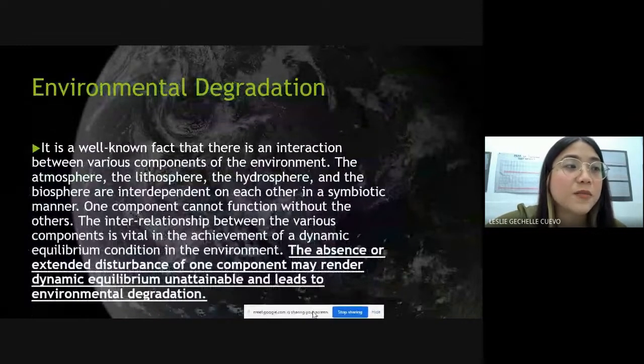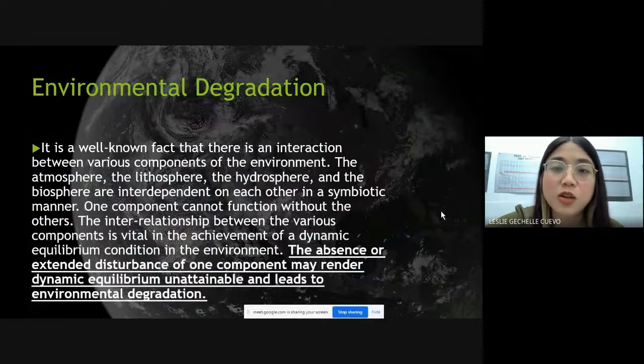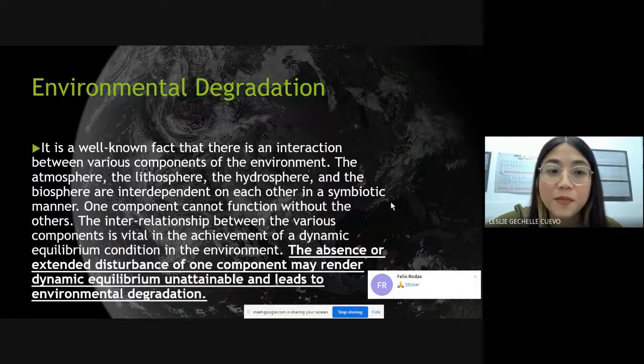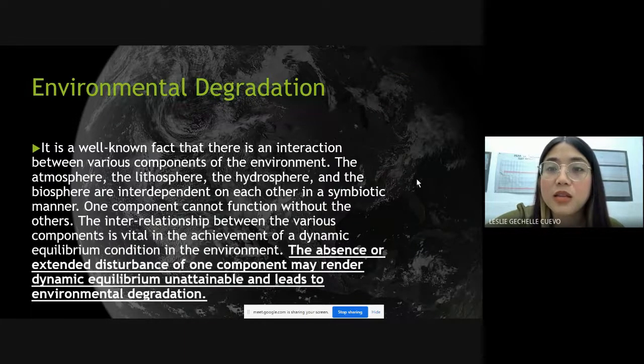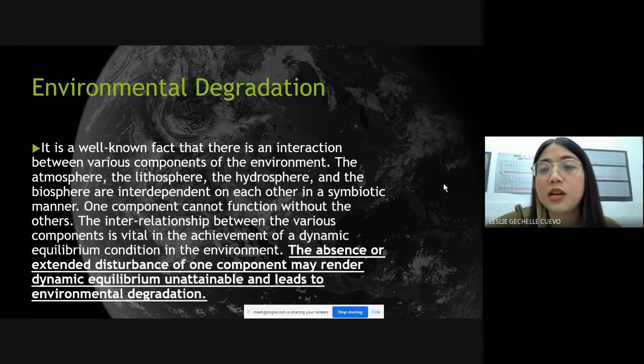It is a well-known fact that there is an interaction between various components of the environment. The atmosphere, the lithosphere, the hydrosphere, and the biosphere are interdependent on each other in a symbiotic manner. One component cannot function without the others. The interrelationship between the various components is vital in the achievement of a dynamic equilibrium condition in the environment. The absence or extended disturbance of one component may render dynamic equilibrium unattainable and leads to environmental degradation.